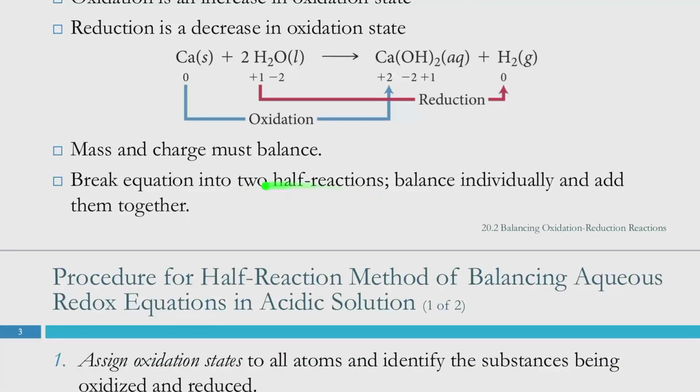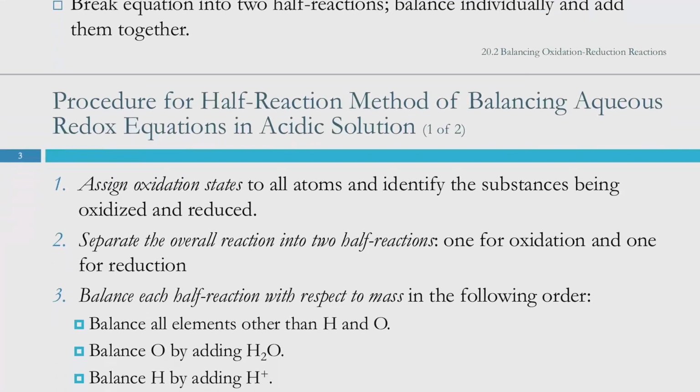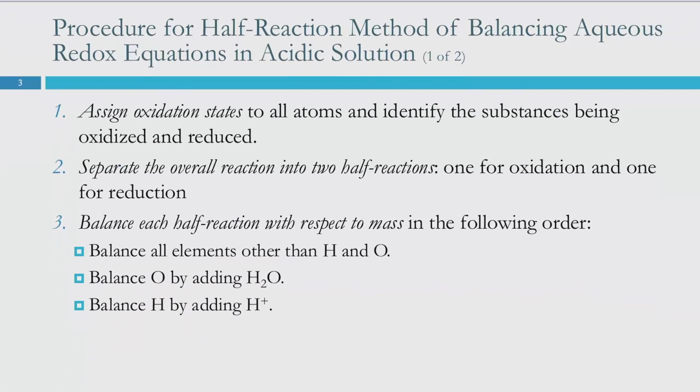So the way that we're going to do this is we're going to break our equation into two half reactions. We'll balance them individually, and then at the end we'll add them back together. Okay, so if we want to do this, the easiest way to do it is in acidic solution. Basic solution is not much more difficult. There's just one extra step, and there's a fun trick for how to do that.